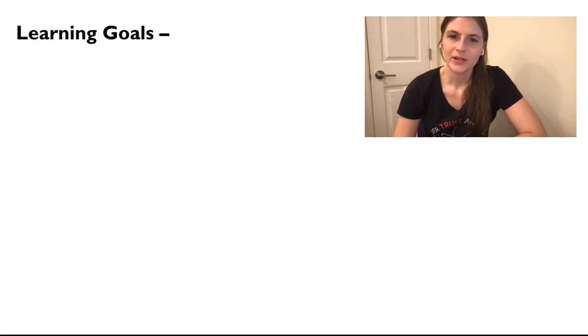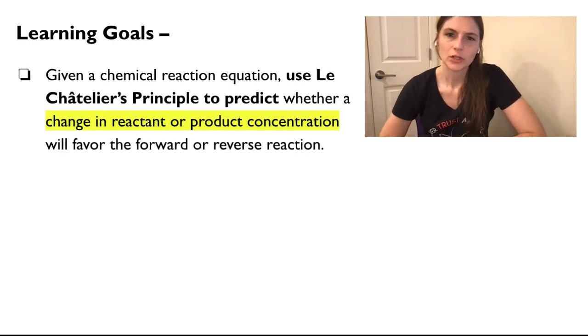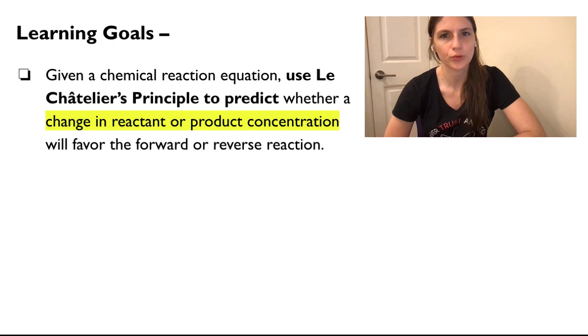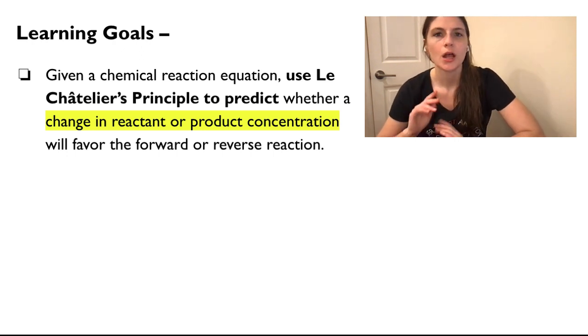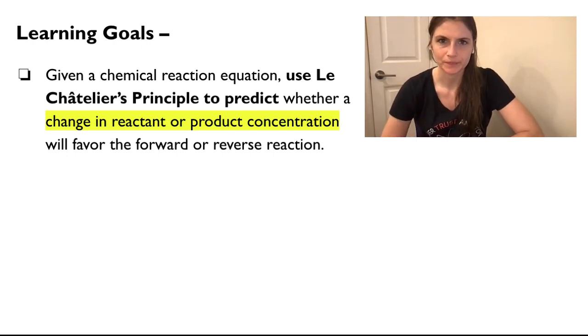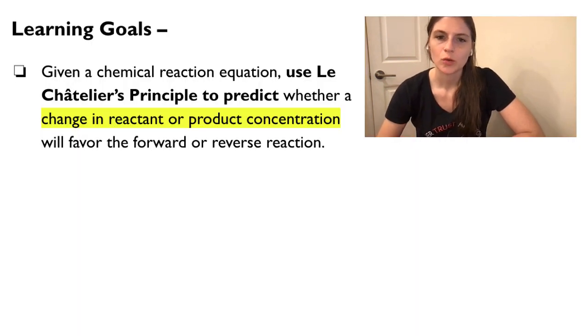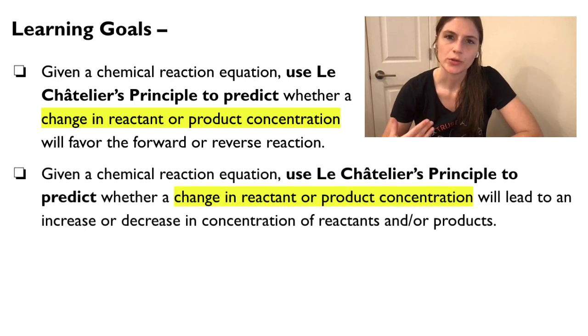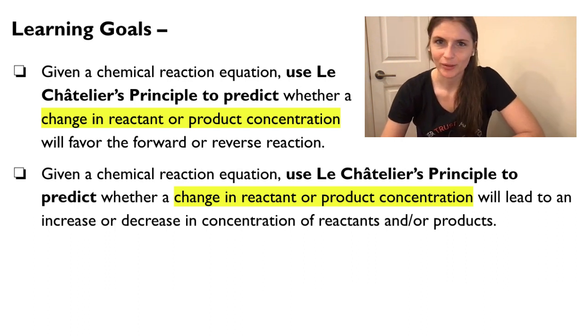products or reactants. Our learning goals for this video are: given a chemical reaction equation, use Le Chatelier's principle to predict whether a change in reactant or product concentration will favor the forward or the reverse reaction. Then we will similarly predict whether a change in reactant or product concentration will then lead to an overall increase or decrease in the concentration of reactants or products as the system reestablishes equilibrium.